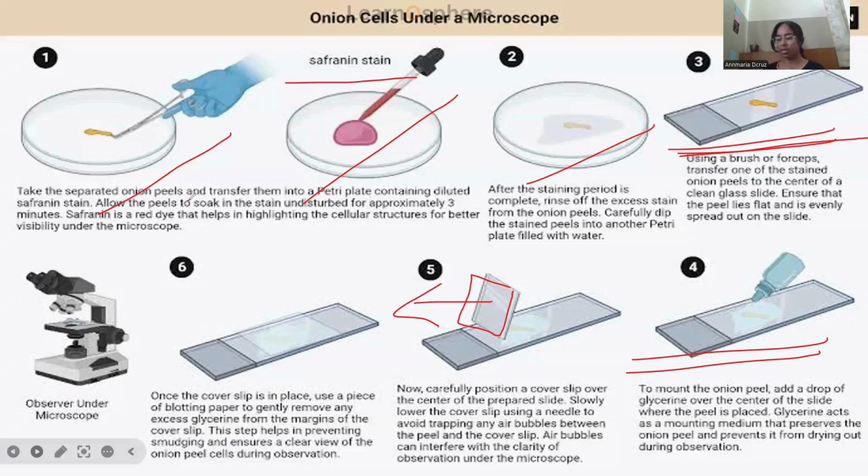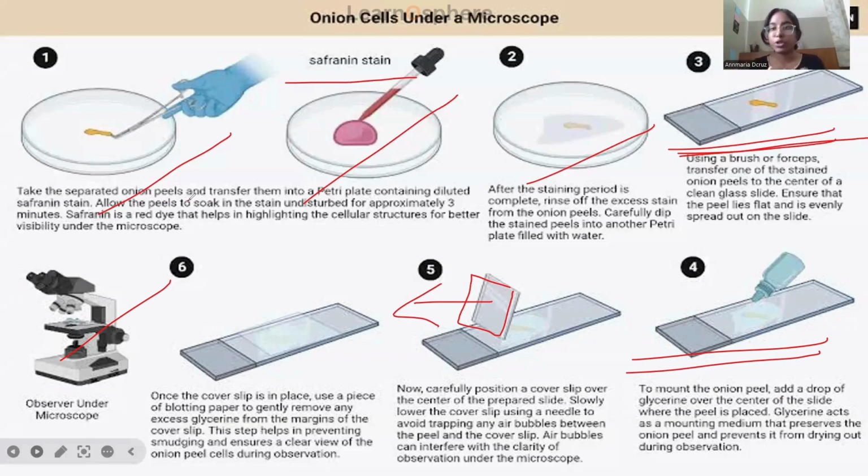Then finally put it under the microscope and arrange the light of the microscope. There's a mirror underneath, if you have seen it in the lab. Arrange it, and then you'll be able to see the cells of the onion. Clear?